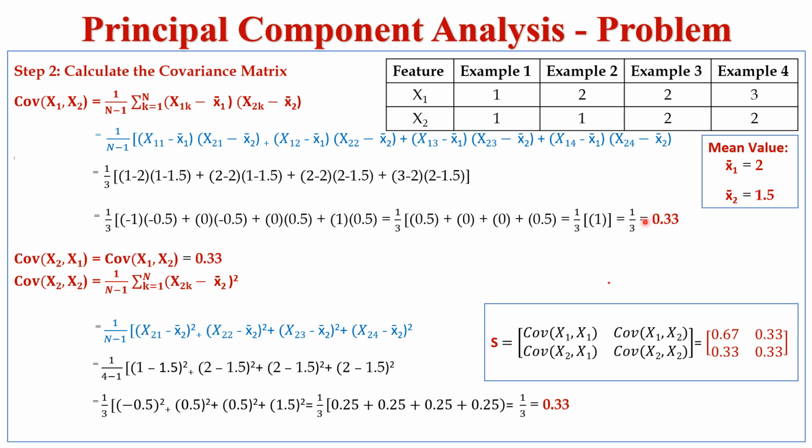Next we have to calculate the covariance of x2, x1. Since it is equivalent to the covariance of x1, x2, we can write the value as such here, that is 0.33, which we calculated earlier.